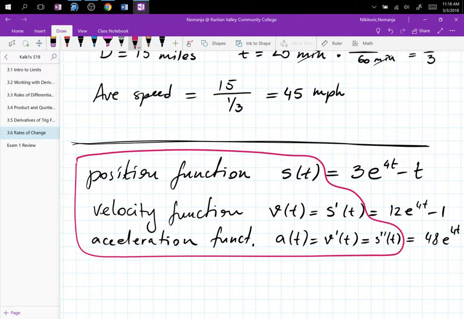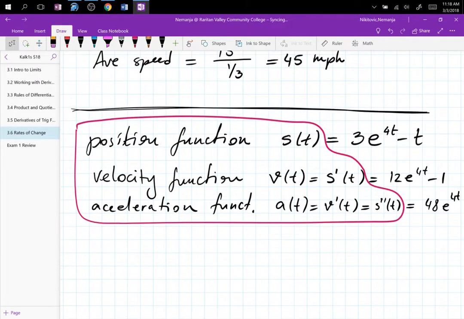So you have a position function that's given. You can take the first derivative to get the velocity function, and take the second derivative to get the acceleration function. So now for our example up there, find s of 0, v of 0, and a of 0.